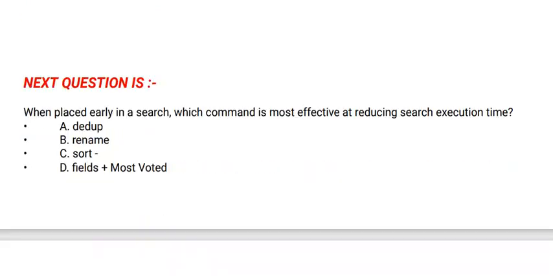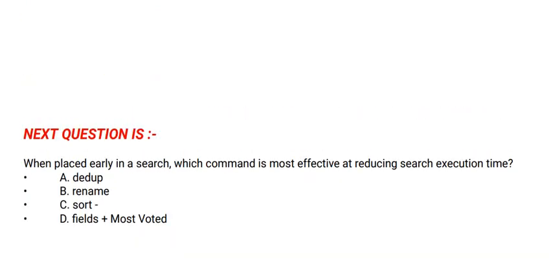Next question is, when placed early in a search, which command is most effective at reducing search execution time? Options are option A, dedup, option B, rename, option C, sort, and option D, fields plus, most voted. The correct option is option D.